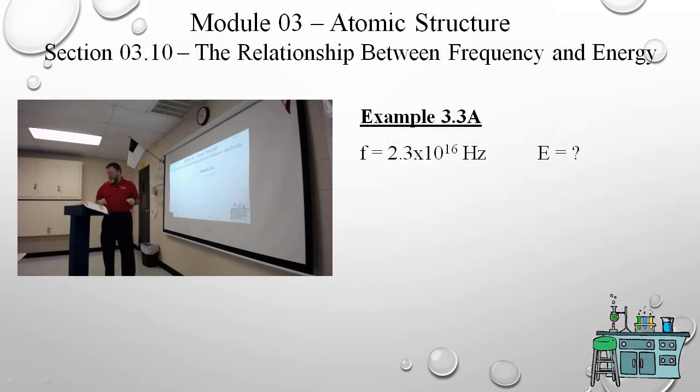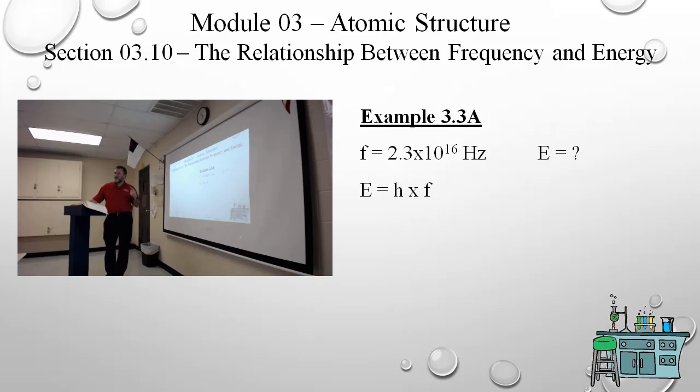Okay, so we were doing 3.3a. Actually, I think we did 3.3a. Let's go through it one more time. Example 3.3a. The light is given that has a frequency of 2.3 times 10 to the 16 hertz. What is the energy? And so we have this basic formula we're going to use all the time. This is one of the two formulas for the whole module, right?